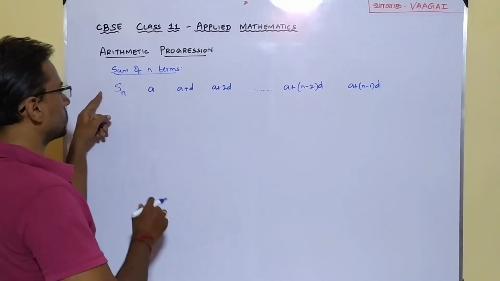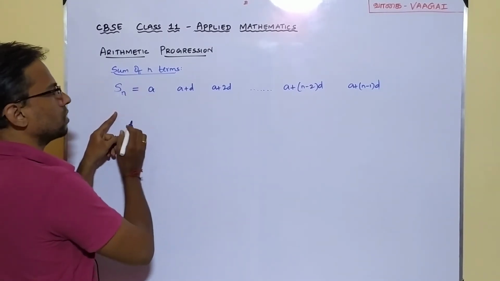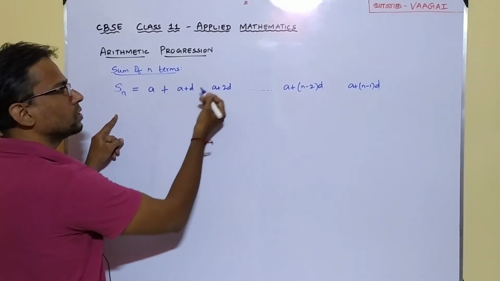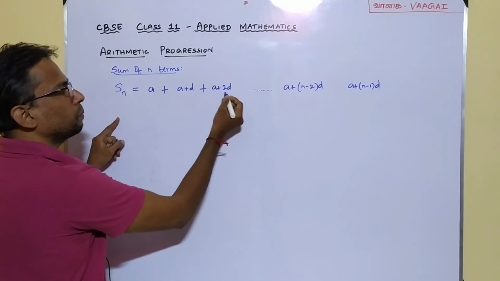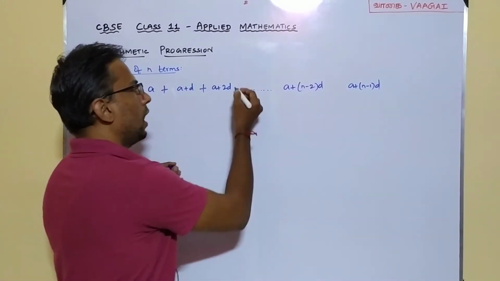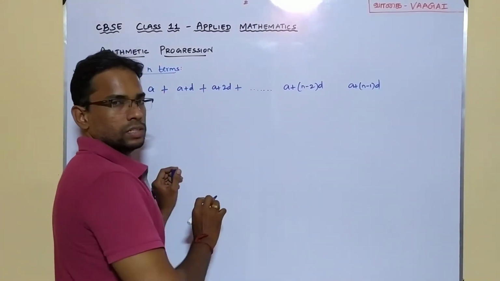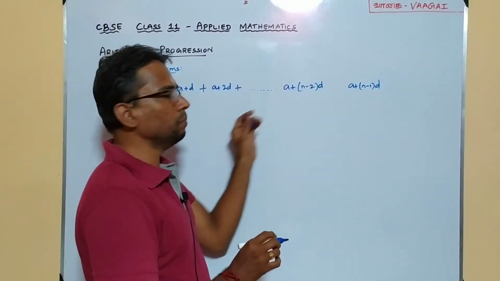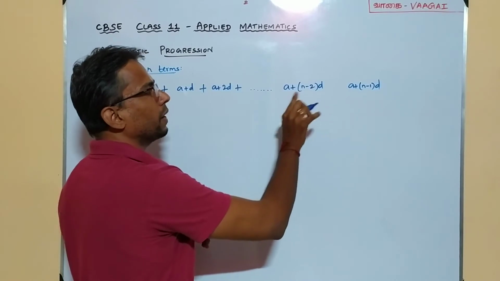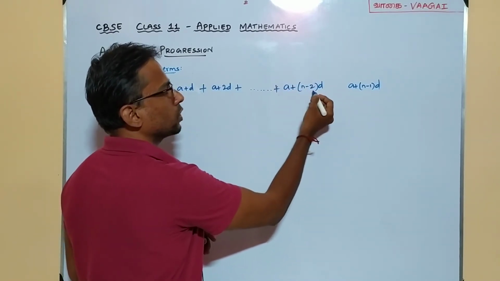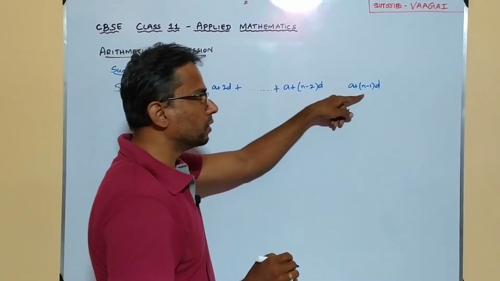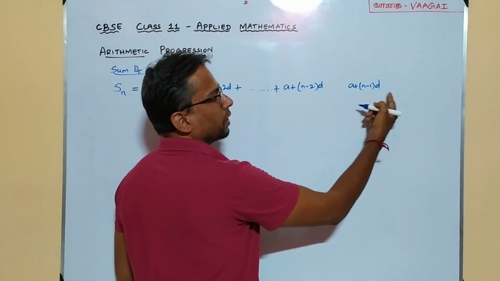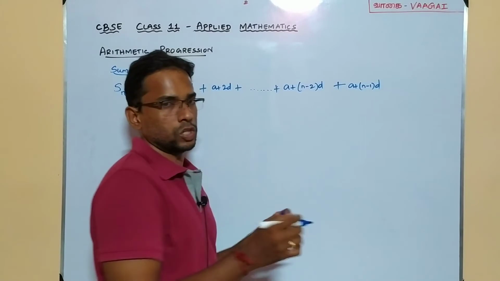That's it. So this Sn value will be nothing but equal to a, which is the first term, plus a plus d, which is the second term, plus a plus 2d, which is the third term, and so on. It goes like this, and this is the last but one, I mean the previous term. This is the n minus 1th term, a plus n minus 2 into d, and here this is the last term, I mean the nth term, which is a plus n minus 1 into d. We all know this very surely.